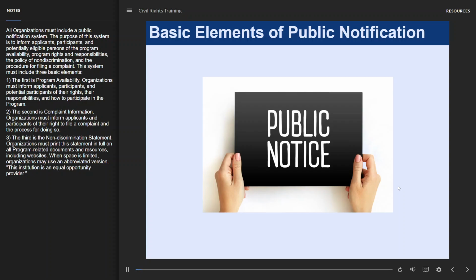All organizations must include a public notification system. The purpose of this system is to inform applicants, participants, and potentially eligible persons of the program availability, program rights and responsibilities, the policy of non-discrimination, and the procedure for filing a complaint. This system must include three basic elements.